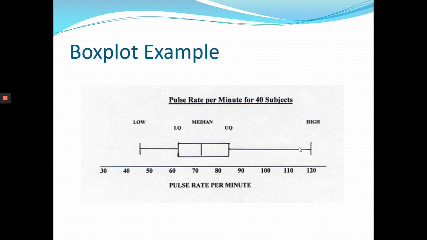Let's look at this one. Let's say that we look at the pulse rate per minute for 40 people, subjects or people. We plot this out, so we divide it in quarters. 25% of the people are here, 25% are here, 25% are here, 25% are here. What kind of distribution does this look like? Pause the video and give your answer.